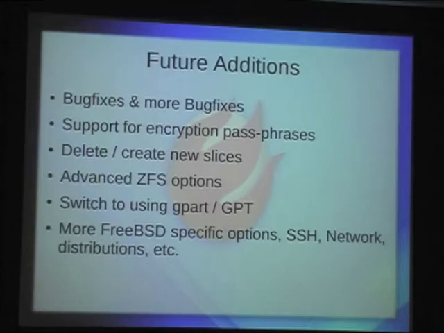The other thing we're looking at is support for encryption passphrases. Right now, we're just generating a random key and then saving it in your boot directory, and you need to back those up. We'd like to add support where you can just specify the passphrase, but we're dealing with a limitation with Jelly at the moment on scripting that in. We need the ability to create and delete slices on the disk right now.